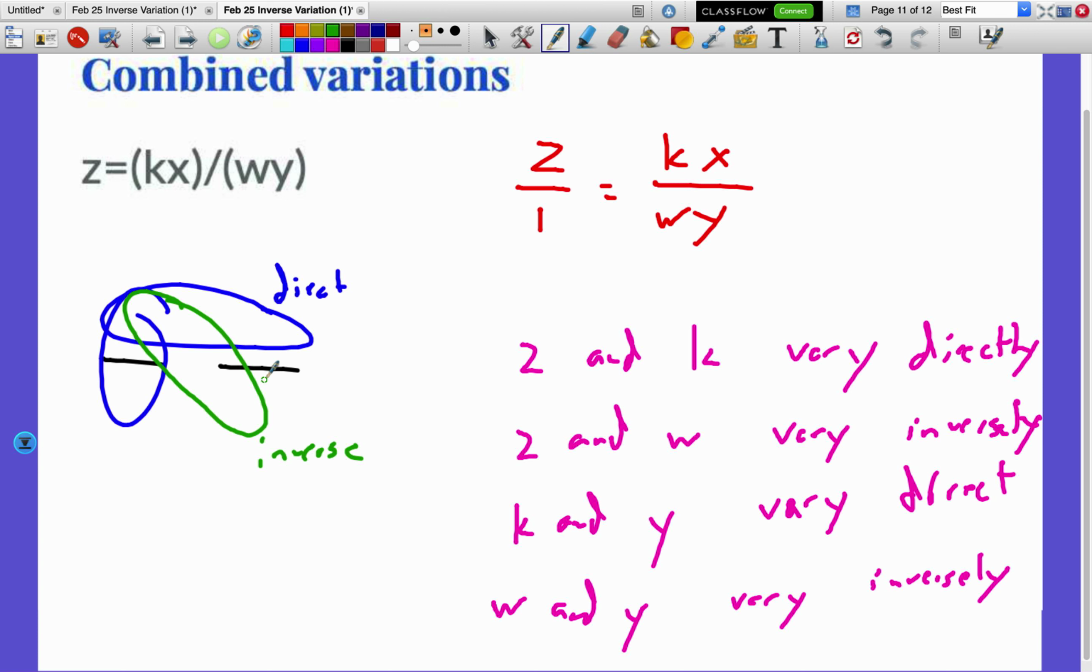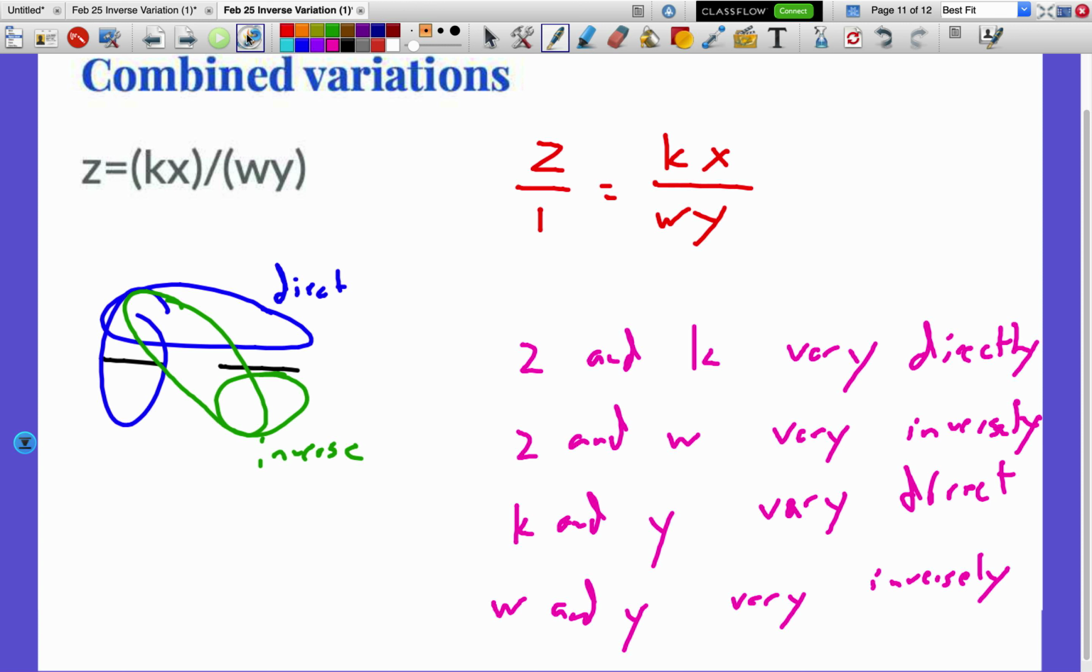I don't know how we could show that on a diagram, like another circle here to show that if they're together in one fraction, then it's inverse. Okay, and the whole idea is we're trying to keep this equation balanced, and what happens if we change one of the values? How does everything else respond? So if k goes up, then to keep everything balanced, x can go up, or w can go down, or y can go down, or z can go up.